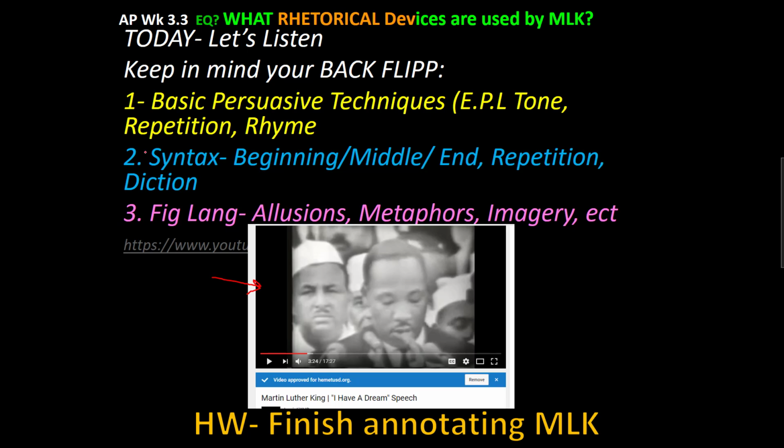So we looked at the basic persuasive techniques in the speech. We didn't really talk about all the different devices, but I really modeled for the students. If I saw something that was unique, I kind of showed it to them. But in this particular speech, we were just looking at the basic persuasive techniques and a little bit of repetition in figurative language.